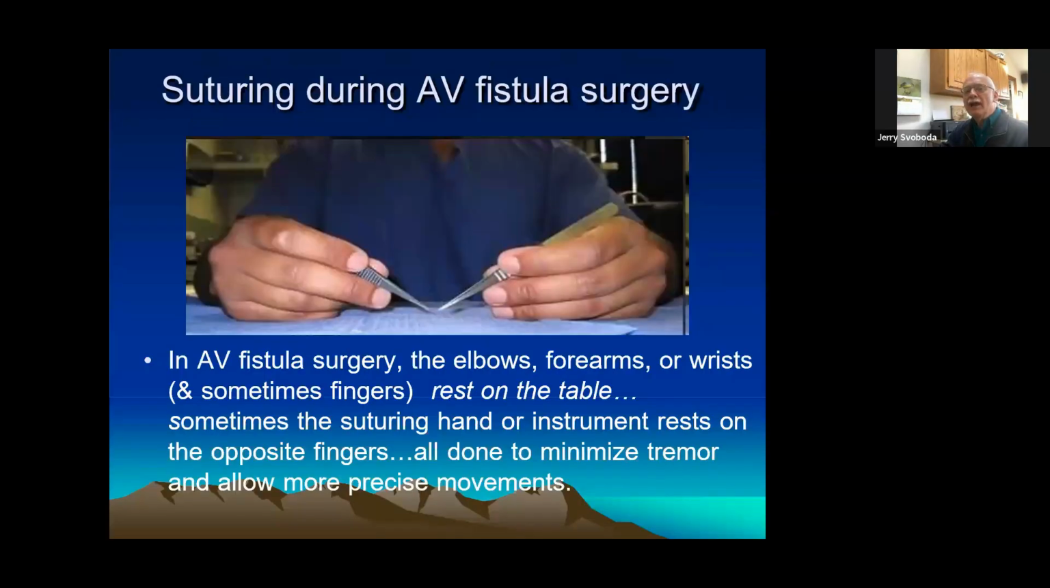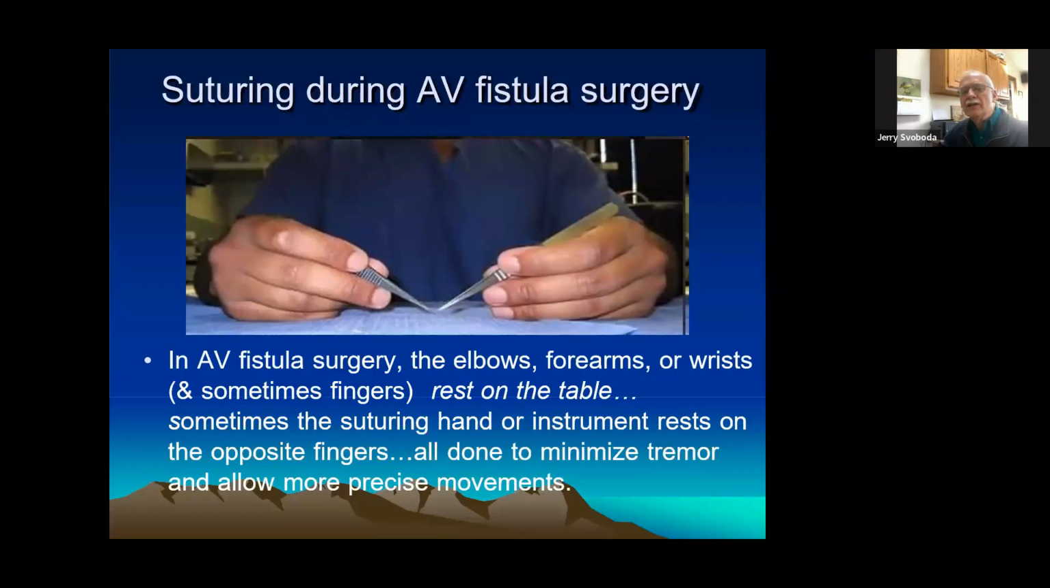You want to rest your hands and forearms on the table when you're doing the surgery. Everybody has a tremor. When you're young, the tremor isn't much, and it gets more as you age. But learning to control your hands, sometimes you're resting the instrument on the fingers of the opposite hand or on the table, all done to minimize tremor. And this comes with practice.